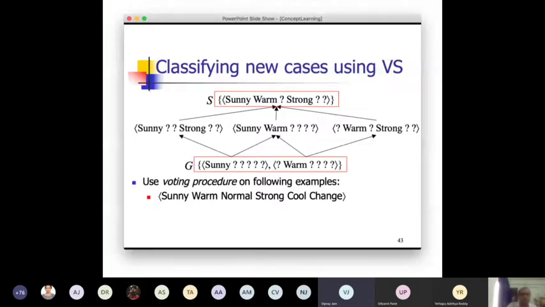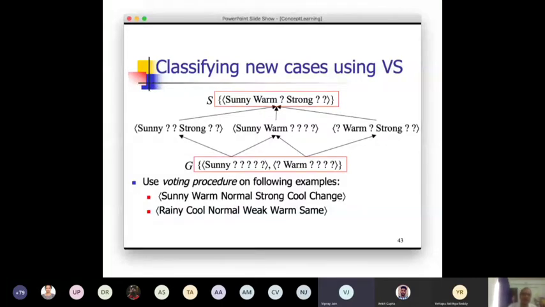Let me go to another instance. Take this instance: rainy, cool, normal, weak, warm, same. No hypothesis will be satisfied. Yes. So the check is that this instance is not satisfied by any hypothesis in S, and then you check the hypotheses in G, and you find none of them satisfies it. So no hypothesis will satisfy it.